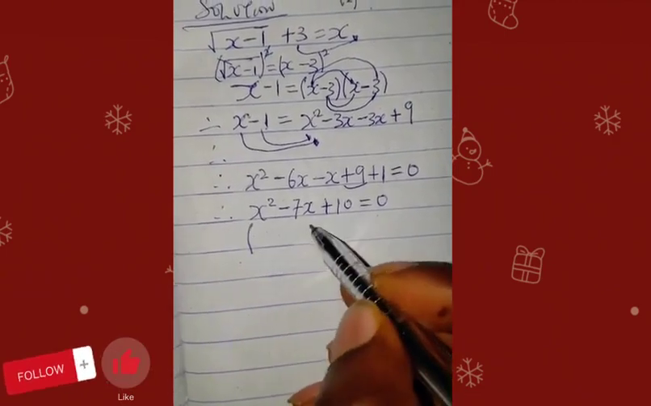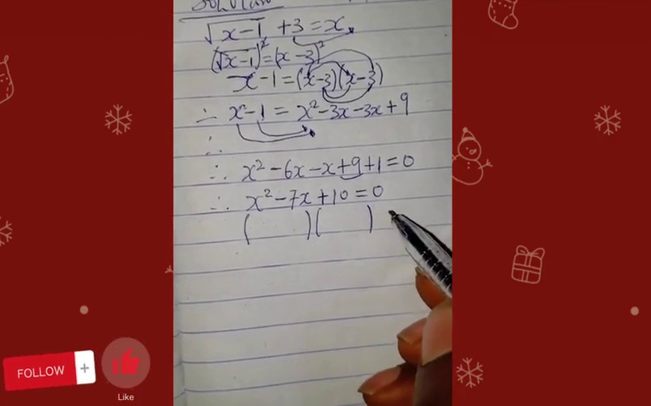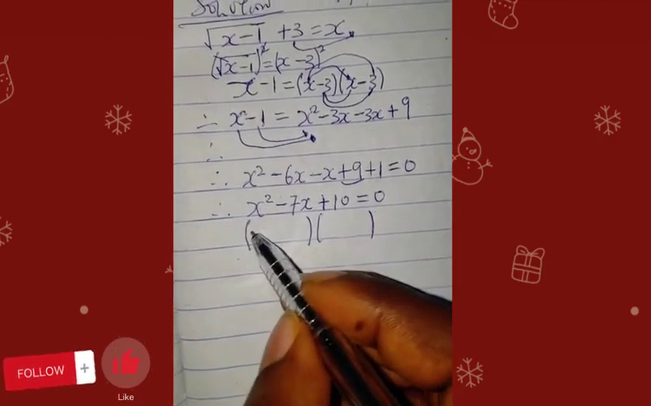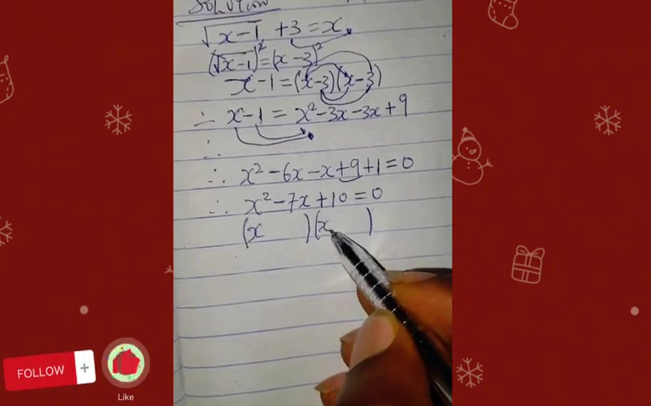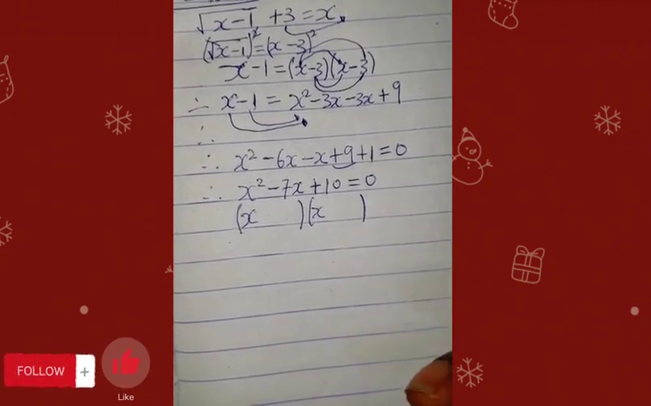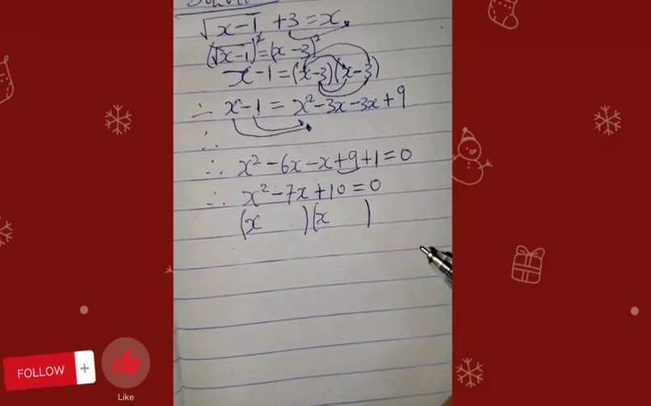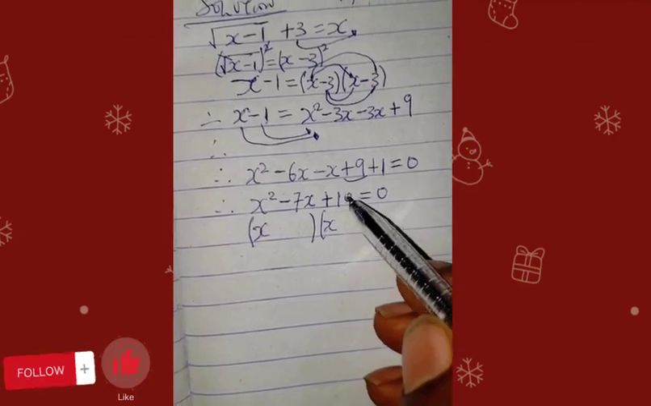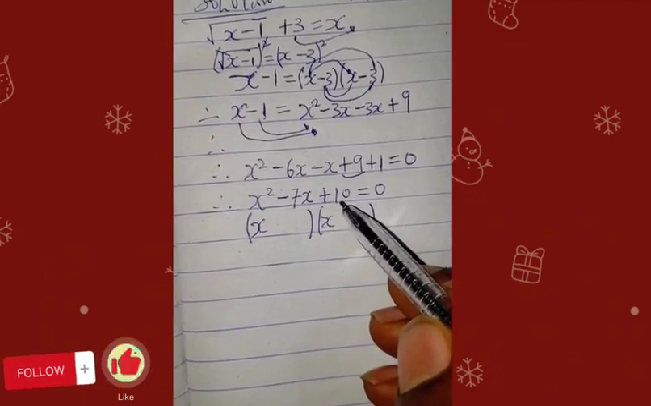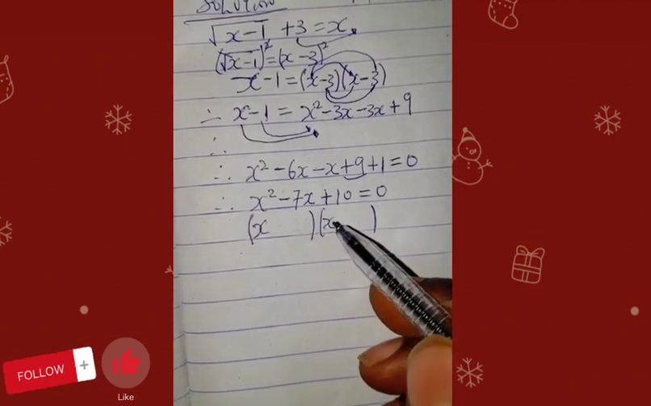In the factoring method, you just draw two brackets. This is x squared, so you separate it. x should be here, x should be here, so that x times x will give you x squared. In our previous lecture, you can check under quadratic equations that we did previously. You will see that in order for us to get the product factors of 10 that will give us minus 7, that should be 2 and 5.